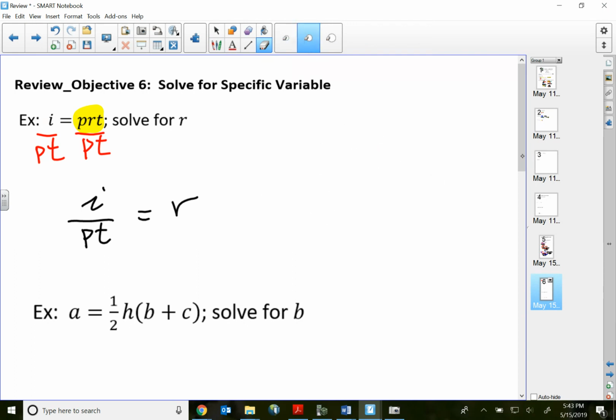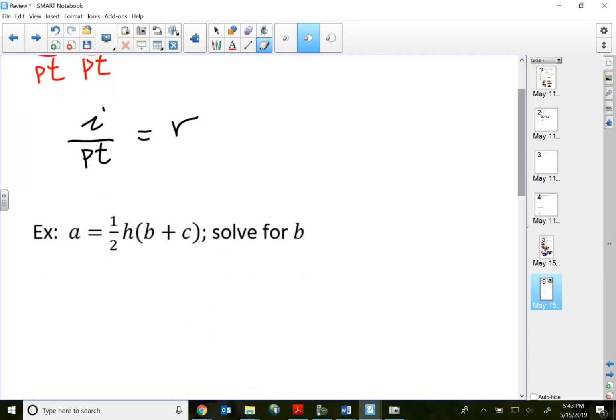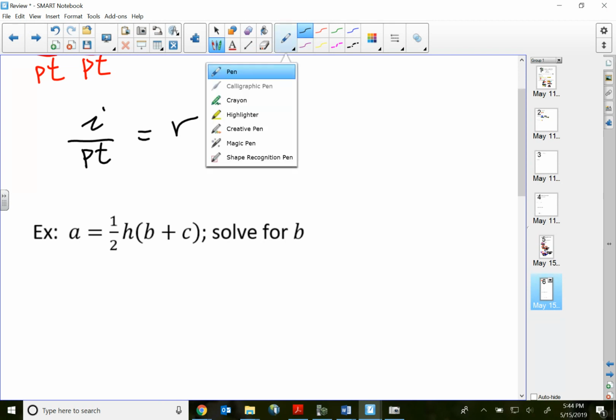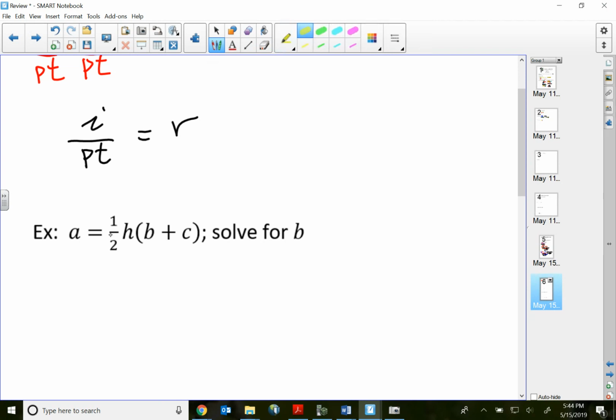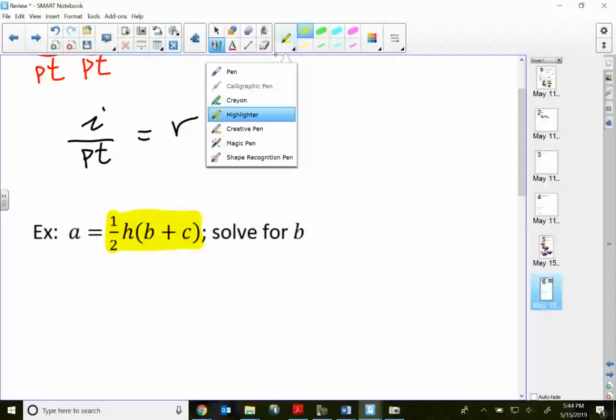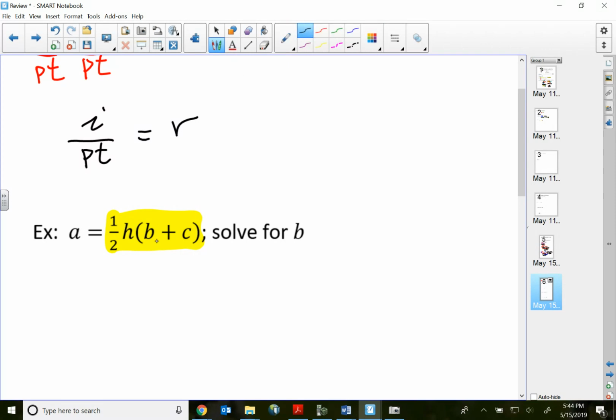All right, the next one is one of my favorite ones. If you take a look, on the left side of the equal sign is the letter A, so that's one term. On the right side of the equal sign, we do not see any plus or minus signs outside the parentheses, so all of this is one term. I also notice my variable is B, and the B is trapped inside the parentheses. So eventually this B needs to come out of the parentheses.